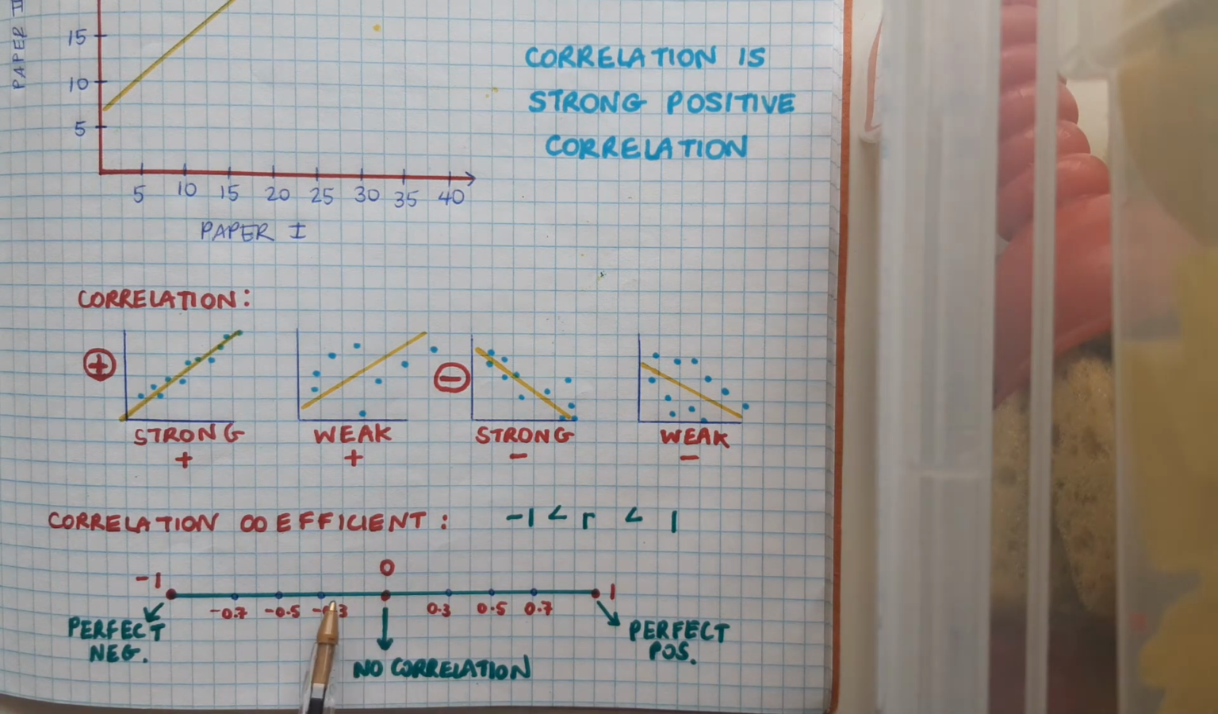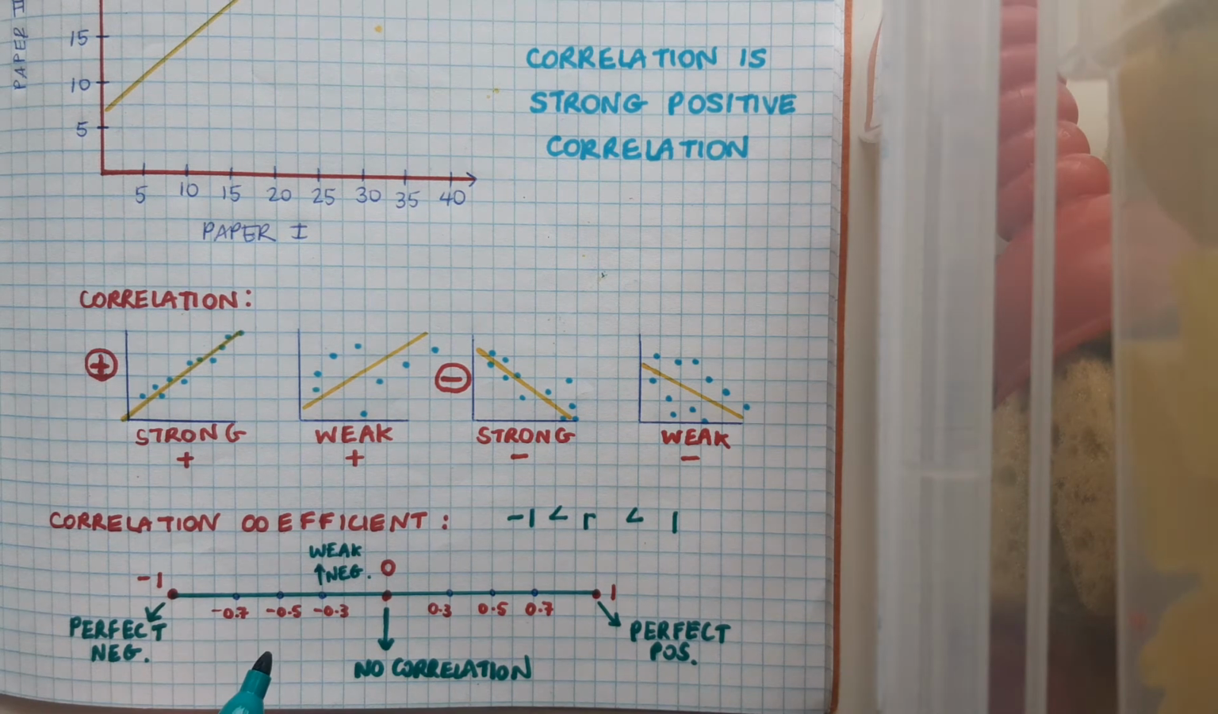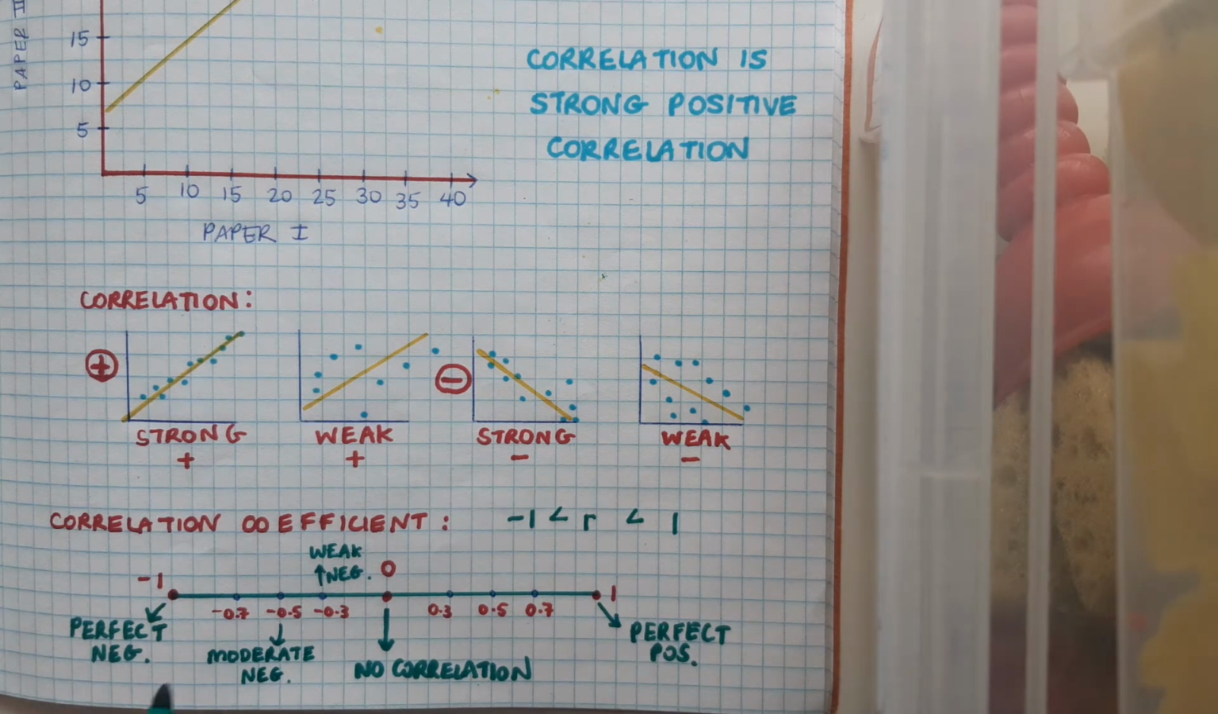On both sides of 0, the closer I get to the end of the scale, the stronger my correlation is. So looking on the left-hand side, first of all, for example, -0.3 is quite close to 0 and quite far away from perfect negative. So we could class this as being weak negative correlation. -0.5 is halfway between no correlation and perfect negative correlation. So we could class this as moderate negative correlation. And -0.7 is getting closer to perfect negative correlation, but it's not quite there yet. So we could class this as being strong negative correlation.